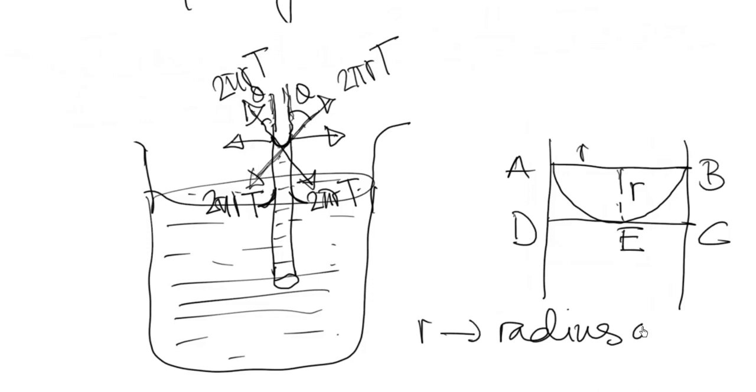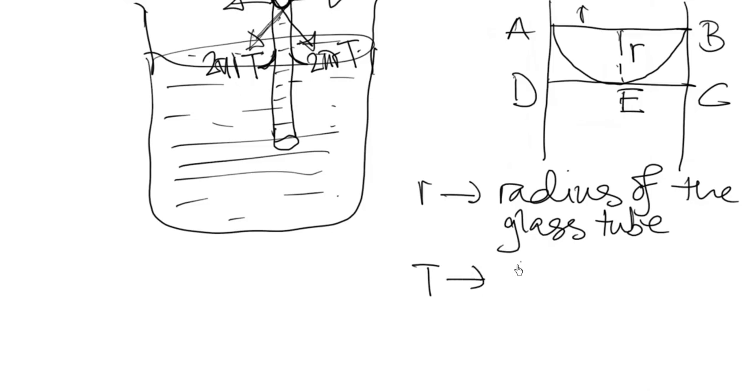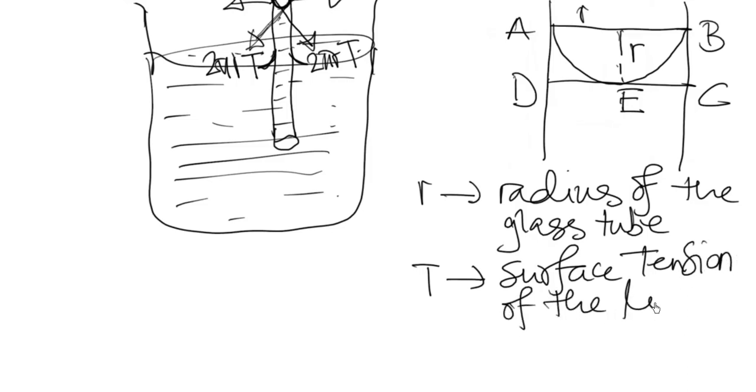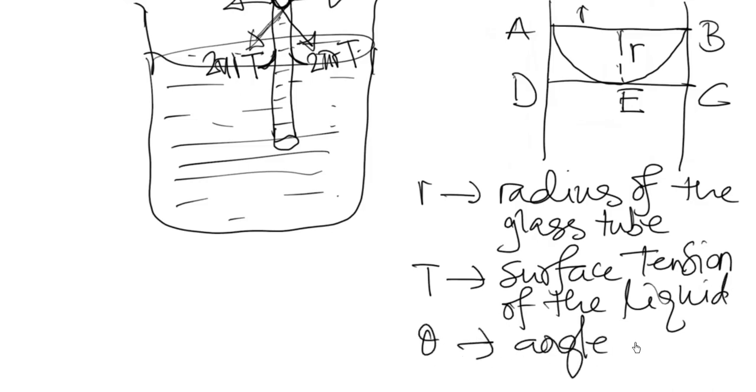Small r is the radius of the glass tube, and let us suppose T is the surface tension of the liquid, and theta is the angle of contact, and we consider a liquid like water where the angle of contact is an acute angle, that means the angle is less than 90 degrees.